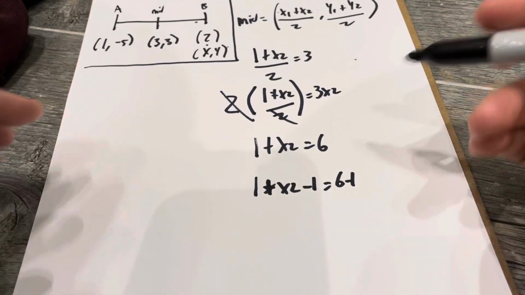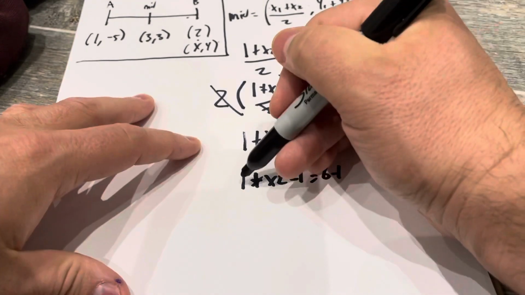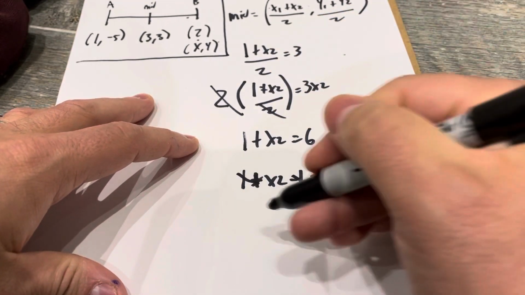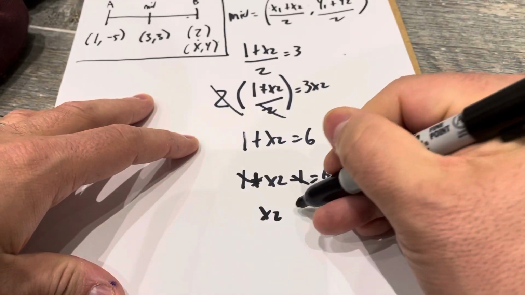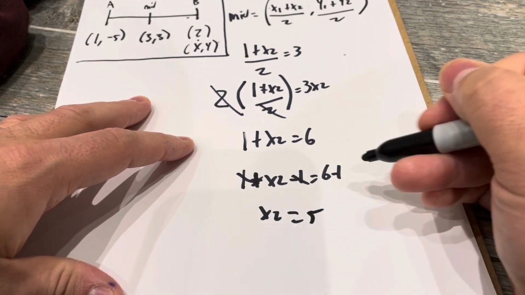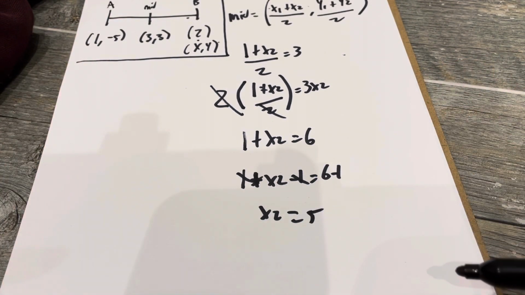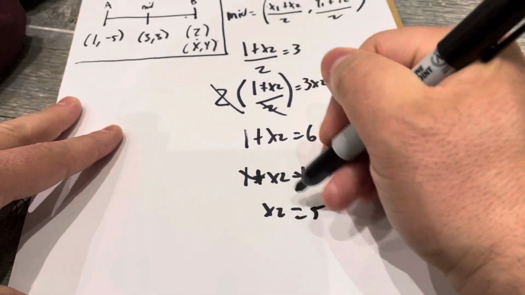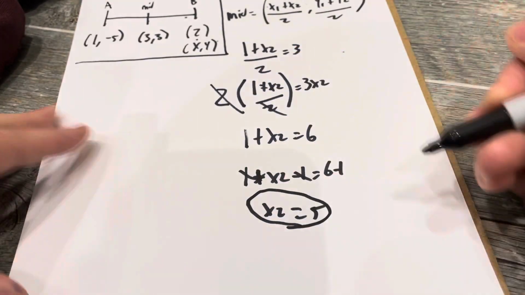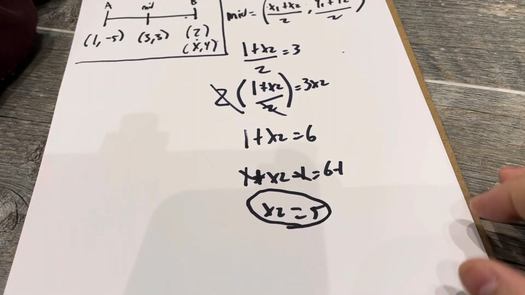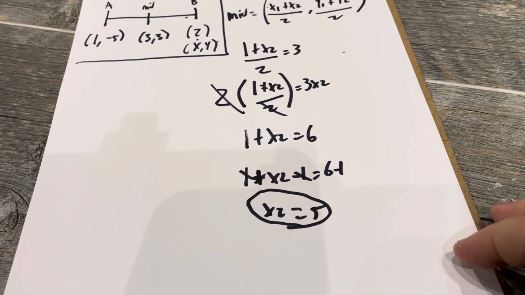Let's move this a little bit further up. So essentially, because the plus 1 and the minus 1 cancel each other, we're going to be left with x2 is equal to 6 minus 1, which is 5. X2 is equal to 5. So we know that our x coordinate for our endpoint is going to be 5 because we reverse engineered the formula.